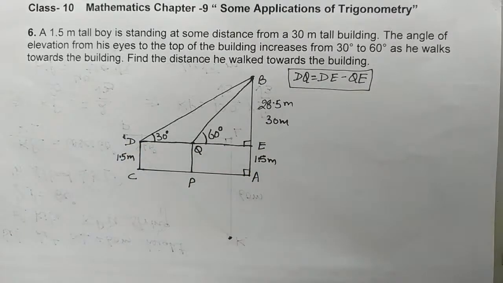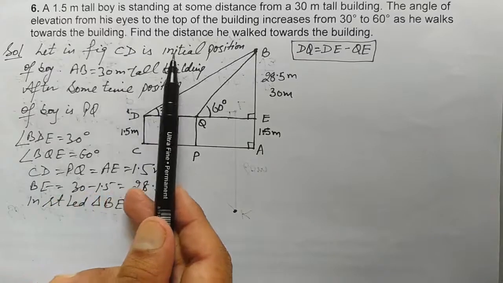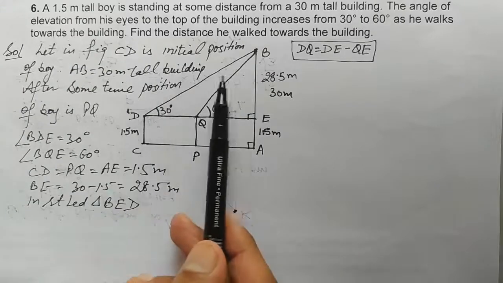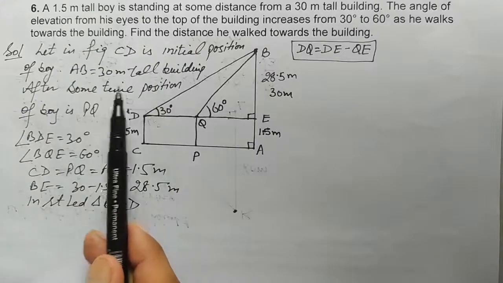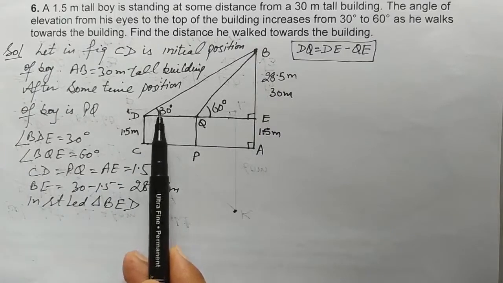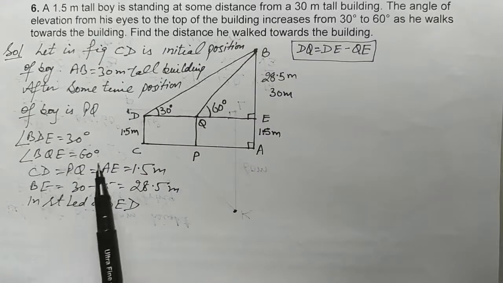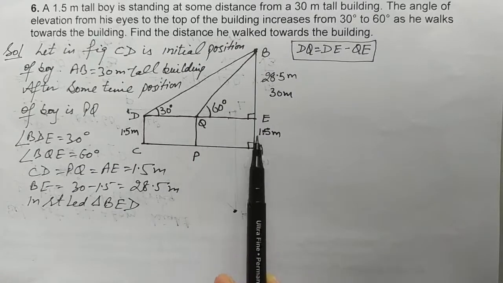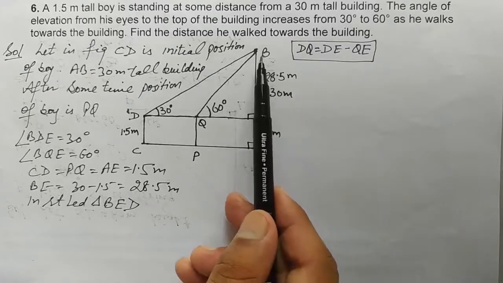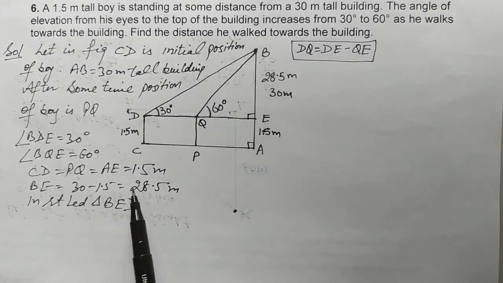So let's write now. Let in the figure CD be the initial position of the boy. AB is equal to the 30 meter tall building. So after some time the position of the boy is PQ. Now angle BDE is 30 degree, angle BQE is 60 degree, and CD is equal to PQ is equal to AE, that is equal to 1.5 meter. Now BE is BA minus EA, means 30 minus 1.5, that is 28.5.